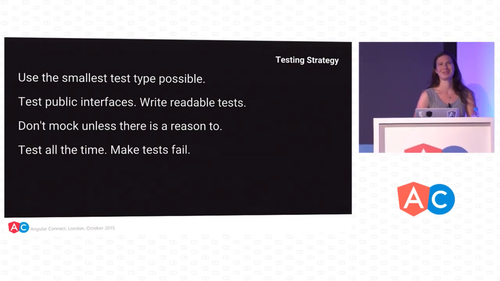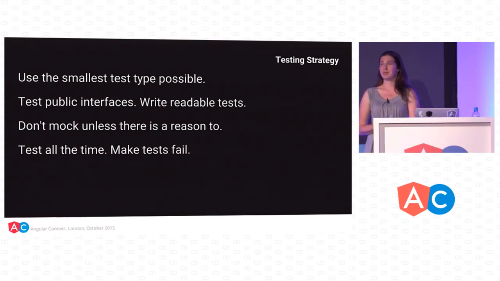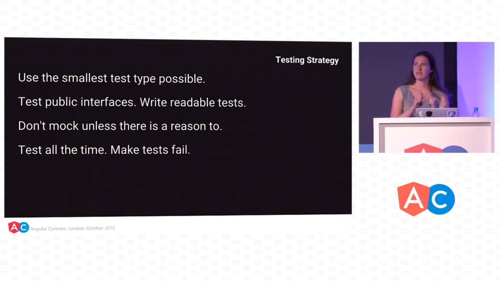Don't mock unless there's a reason to. This was also covered in the style guide, but it's also true for unit tests. Some people, when they're writing a unit test, feel like they can only use code from that one file in their test, and they have to mock out absolutely everything else. And there's really no need to do that if your dependencies are quick and don't cause any side effects that you're worried about. So don't mock out unless you need to. We'll show you how to mock out later in this talk, but you don't always have to.